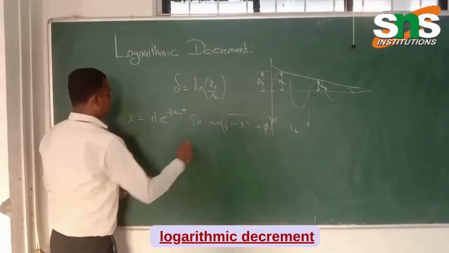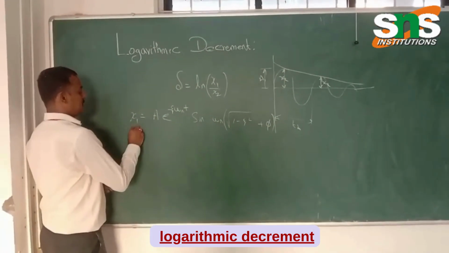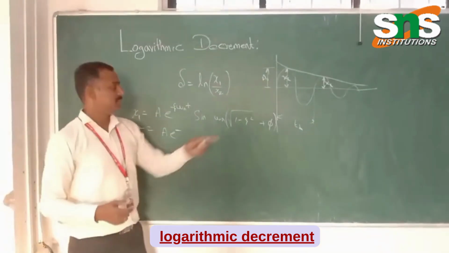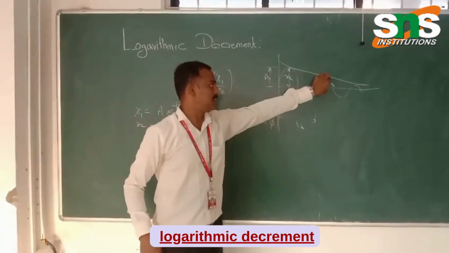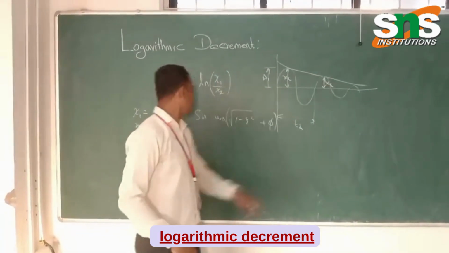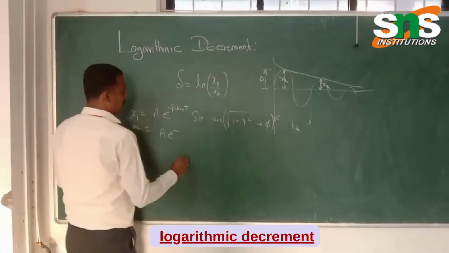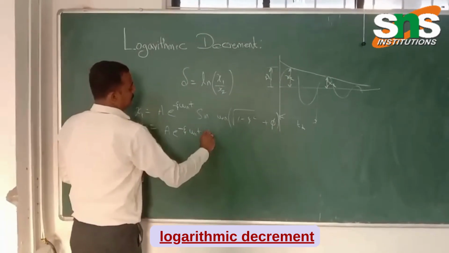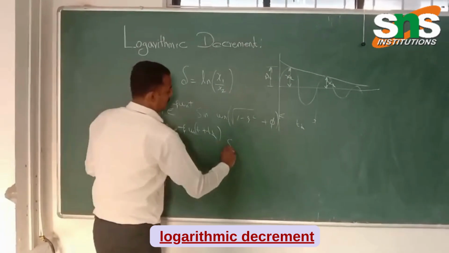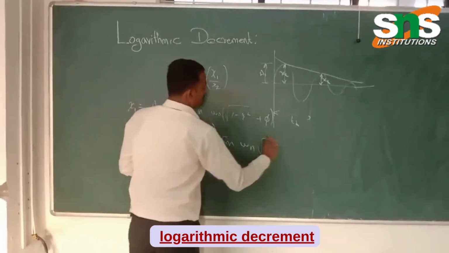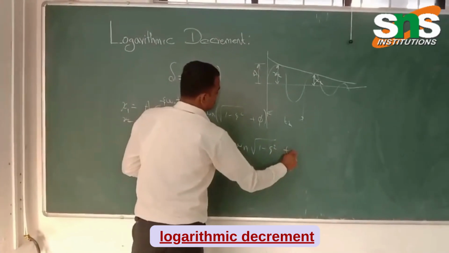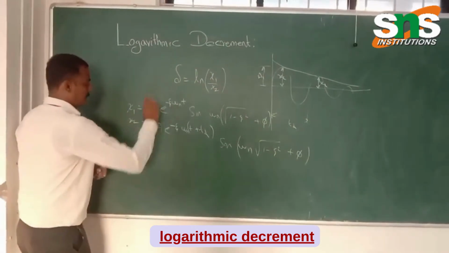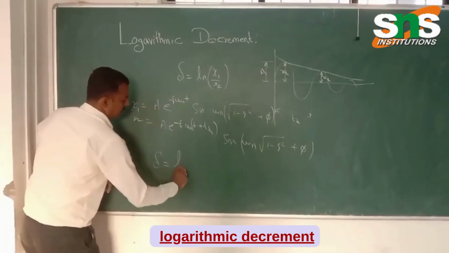So this solution can be taken for x1 as well as x2. X2 is reduced due to the damped time, so we have to add the damped time here: t plus the damped time td, and sine of omega n root of 1 minus zeta square, plus phi. The ratio between these two successive amplitudes is called the logarithmic decrement.